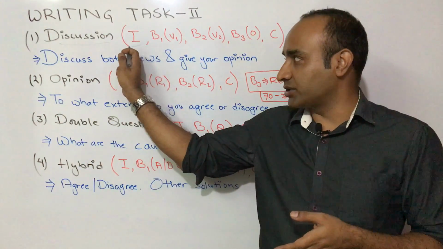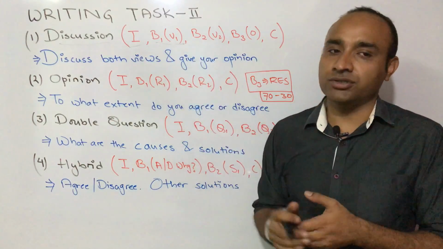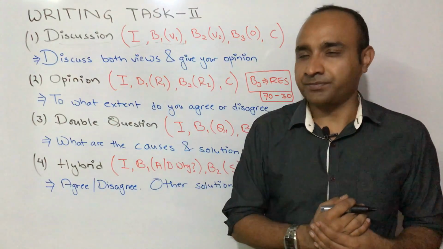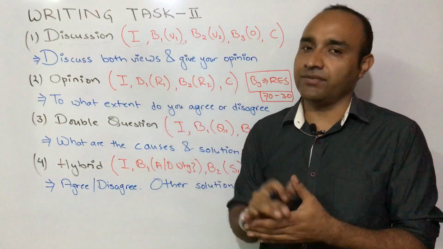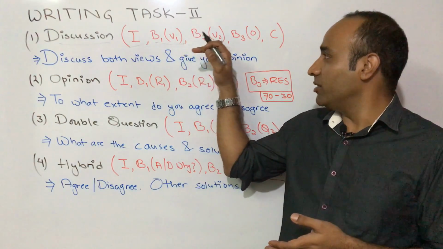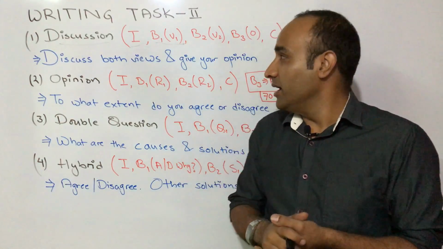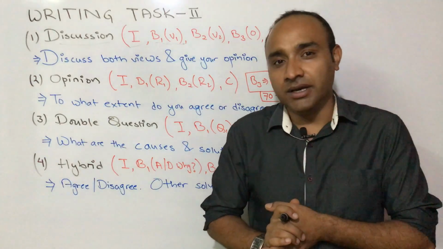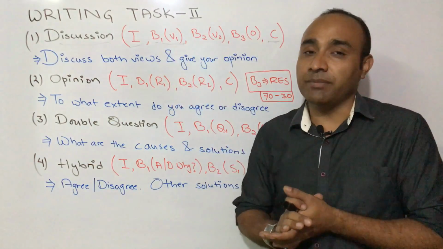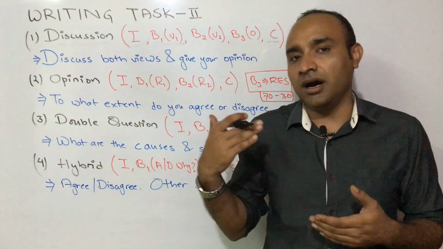Do a quick introduction at first. Then in the first paragraph of your body section, talk about the first view. Move on to the second paragraph, talk about the second view. And then do one more paragraph where you clearly give your own opinion. And then in the last paragraph, of course, we conclude things. So this structure will make sure that you address all the questions that are asked.